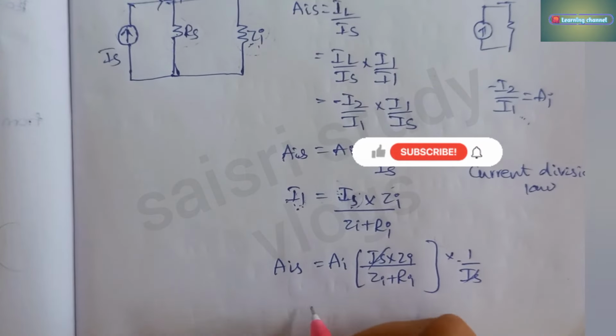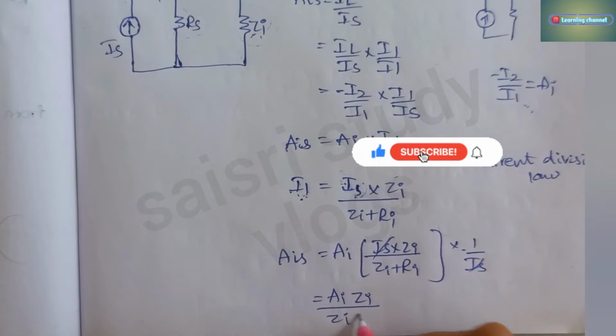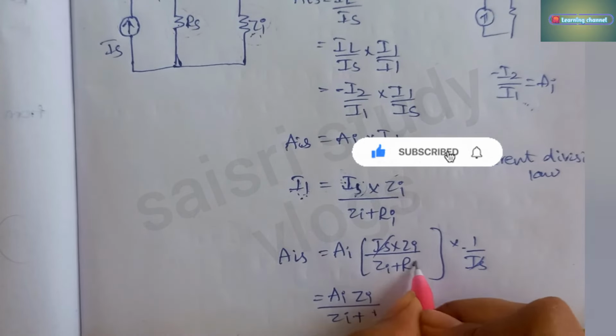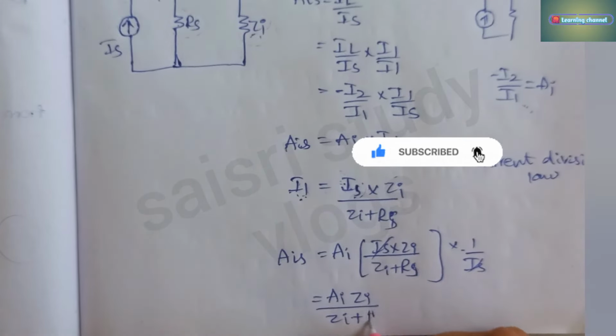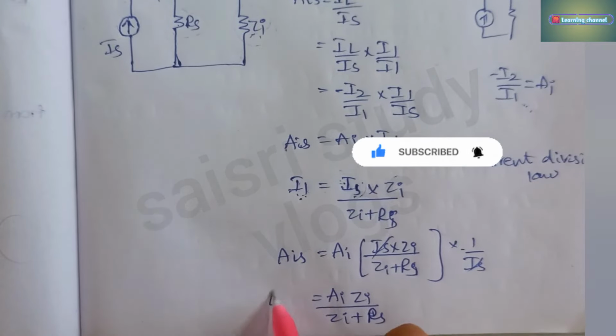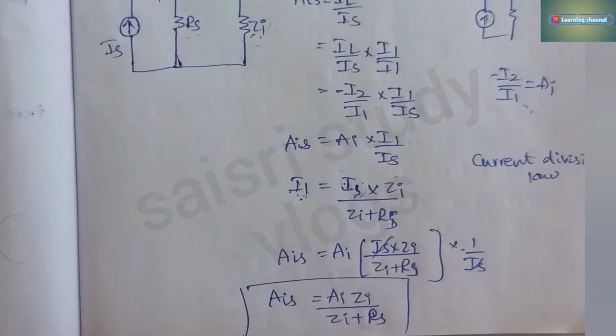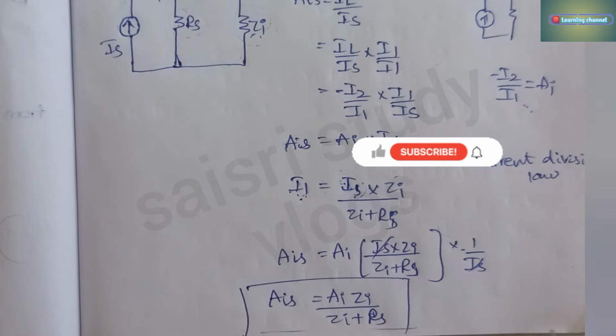Is gets cancelled. So this is Rs. So this is the current gain with source resistance.